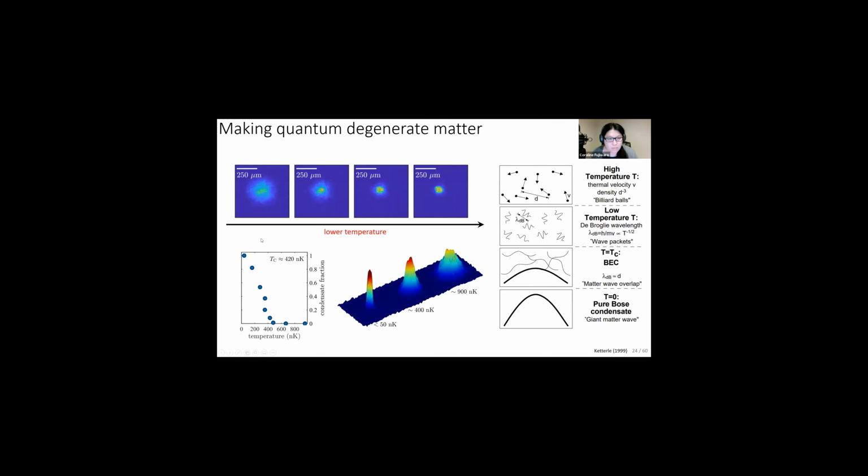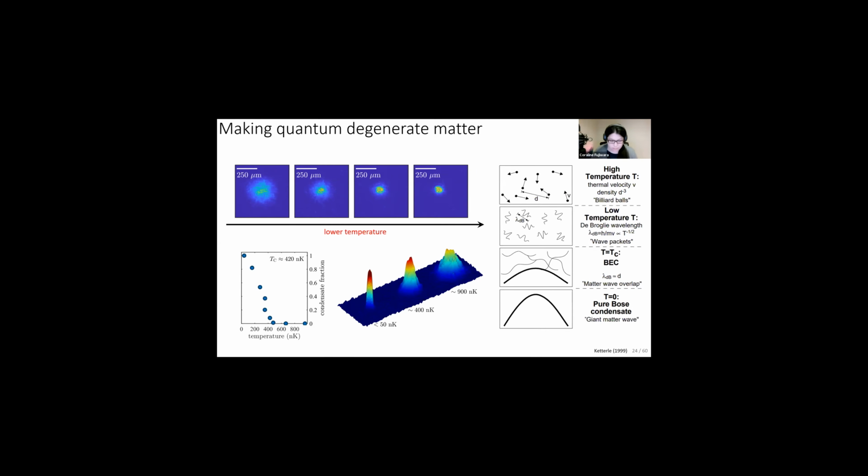So here, I'm showing you data in the lab. Again, this is after some time of flight, so the size of the cloud is basically related to the momentum distribution. These are momentum space images. As I go from the left side to the right side, I'm getting colder and colder. And what you can see here is the formation of this little tiny hard core at the center of the cloud. This is the formation of this Bose-Einstein condensate, where all of those atoms are in the same quantum state.